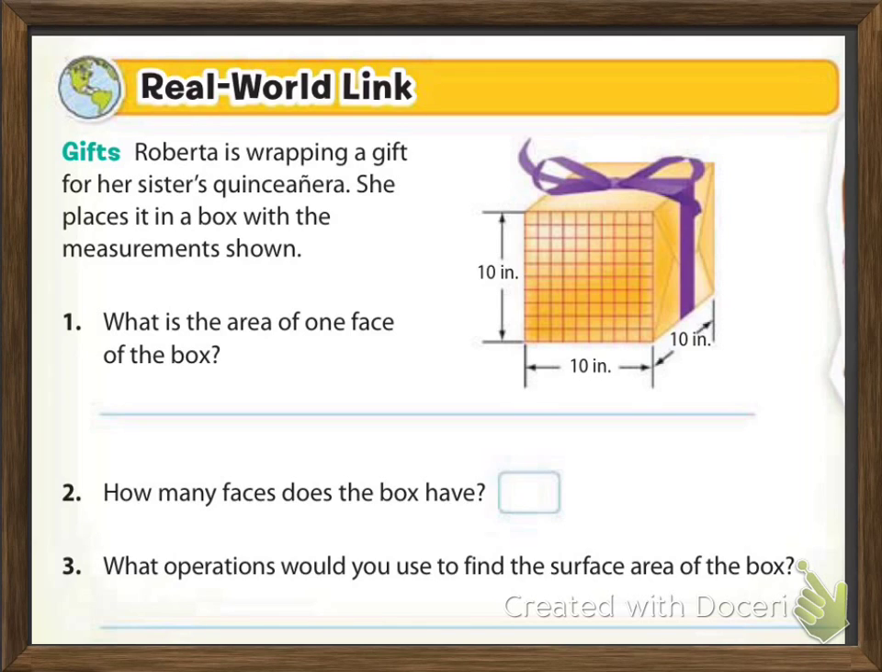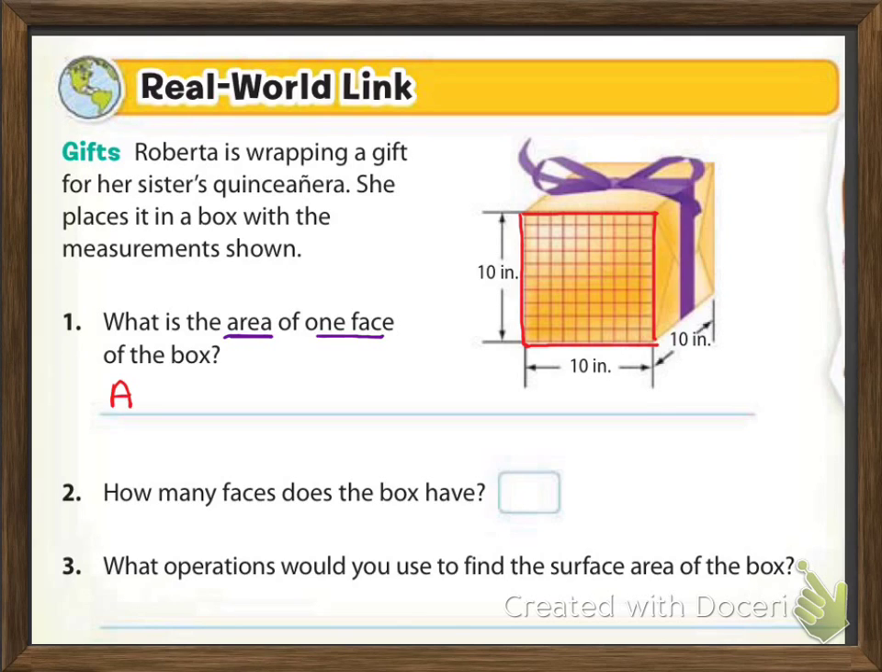Which brings me to the real world link. Gifts. Roberta is wrapping a gift for her sister's quinceañera. Sorry if I mispronounced it. She places it in a box with the measurements shown. What is the area of one face of the box? So hopefully you noticed right away that this is a cube because it's 10 inches by 10 inches by 10 inches. So remember, those are special too because they have all the same dimensions. But if it asks you what the area is of one face of the box, we're talking about this right here. I've outlined the area of one face in red. So you can see the dimensions there.